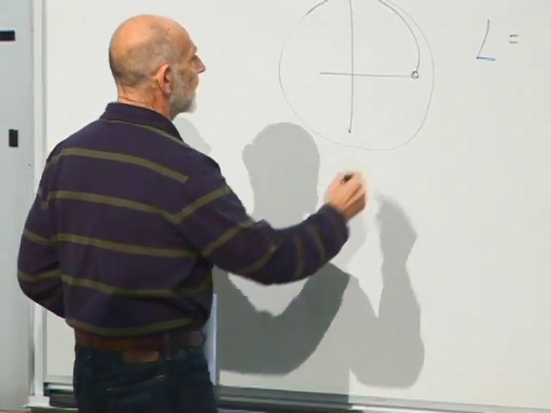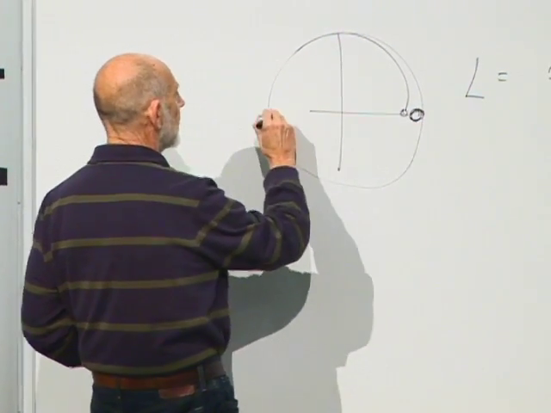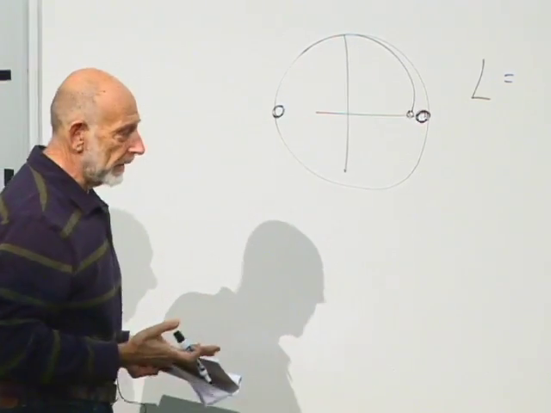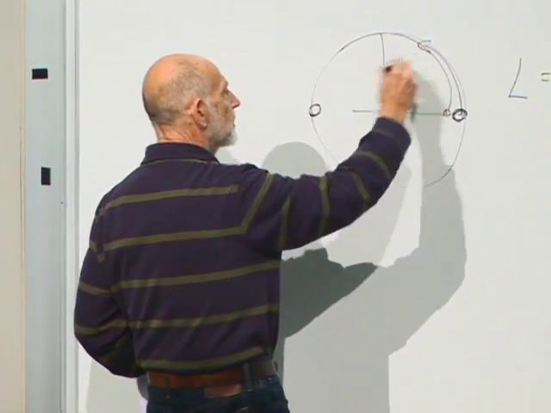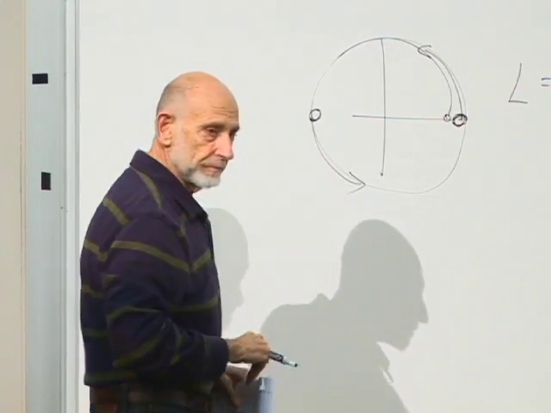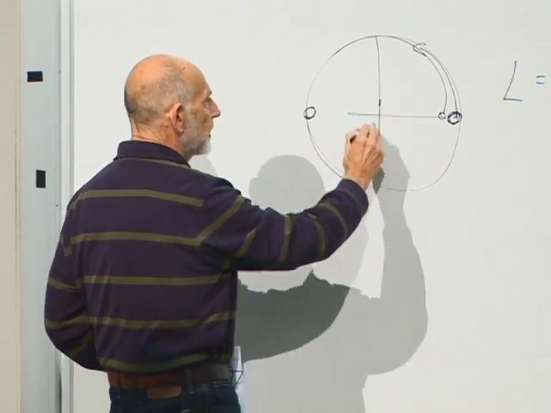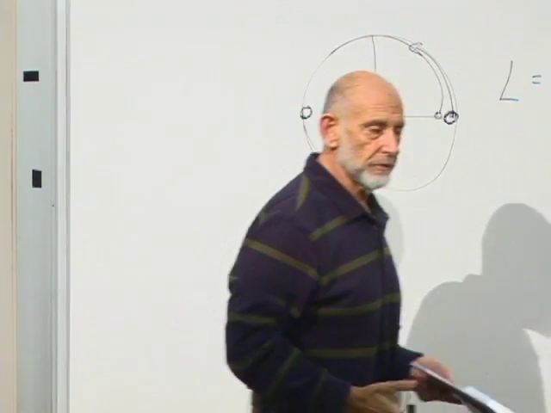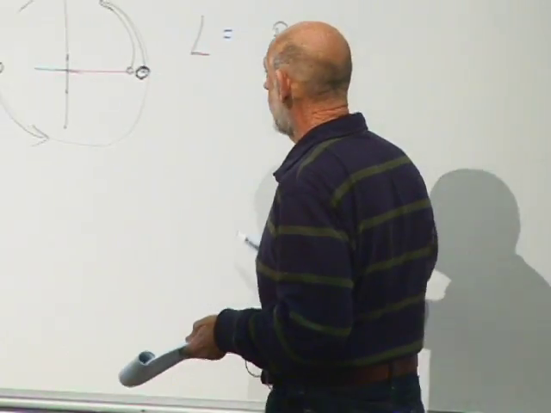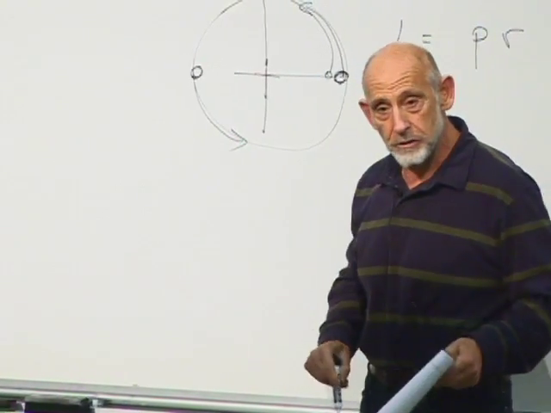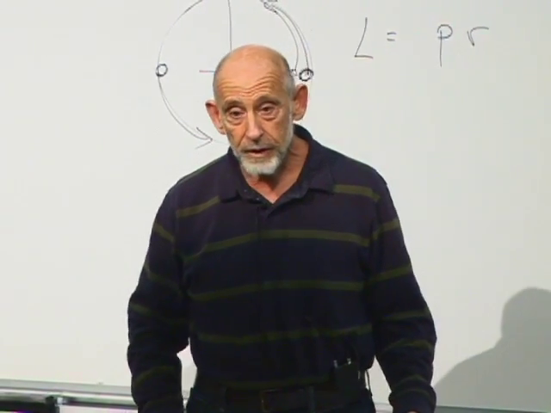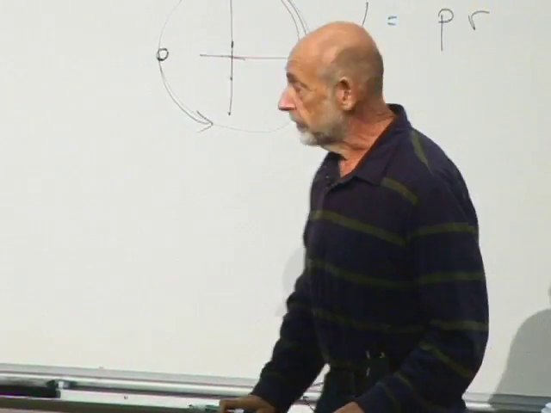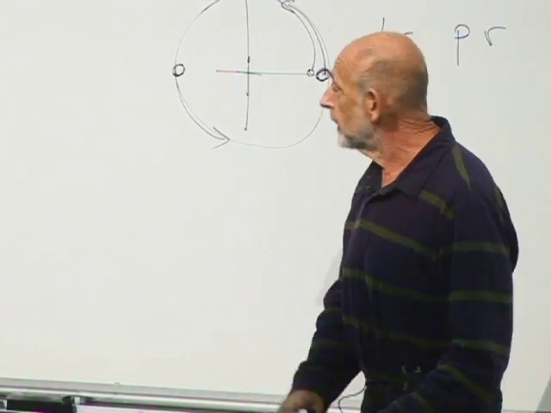But now, supposing we had two particles at opposite ends of the diameter here, both going with the same sense of rotation. Now the center of mass of the system would be at rest, but the angular momentum would certainly not be zero. It would be the sum of the two angular momenta, and they're going in the same direction. So here's an example where the center of mass of the system can be at rest, but there's still angular momentum. This is spin.